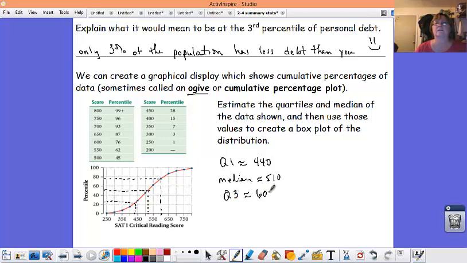So that ogive makes it a little bit easier to estimate the quartiles, or percentiles, if you will. It's kind of a neat graph. Again, it shows cumulative percentages. So the highest it can ever go is 100. And by the time you get here at the end, all 100% of the data has been accounted for. Right? Cool little graph, the ogive.